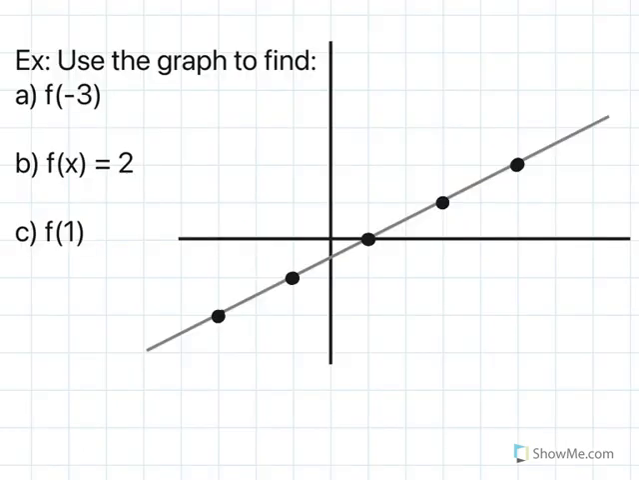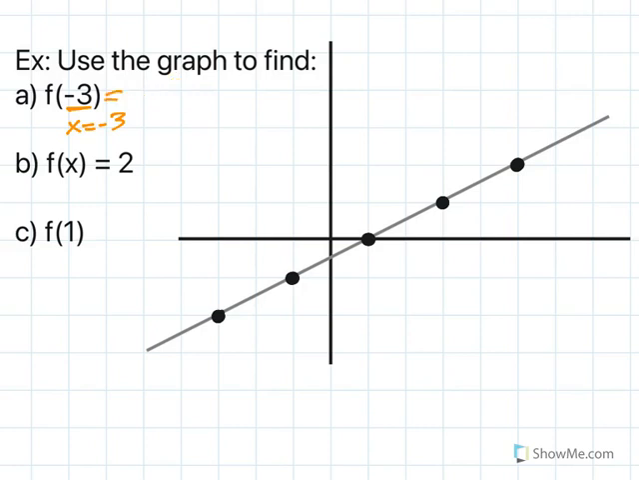So now we're going to change this into using a graph. We have a linear graph here with points noted, and we have 3 values we're going to find. First we're going to find f of negative 3. Now remember what this means. This in here says x is negative 3, and we are trying to find the y value, right? What does that equal? What is the output?